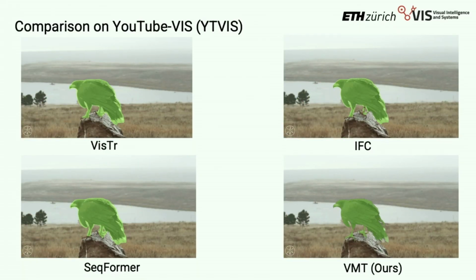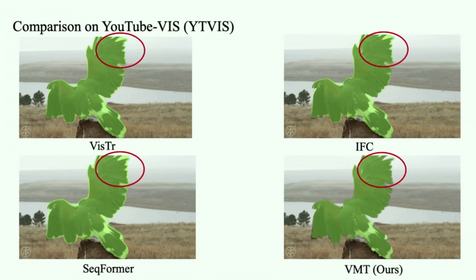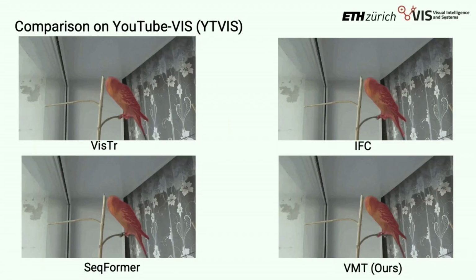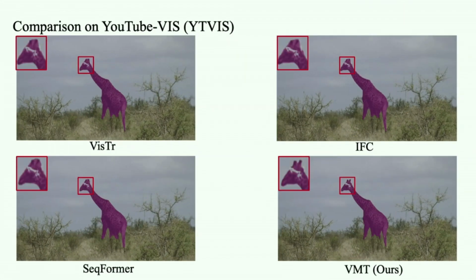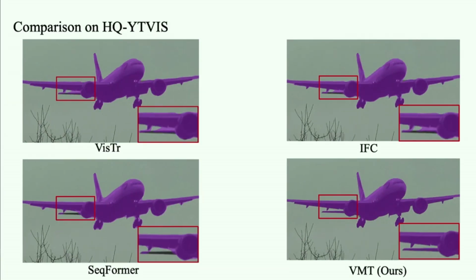So here are some more illustrations comparing to the other video segmentation. You can see that in this case, we can get the sharp boundary for the wing of the eagle, and also for the claw. And this is another example. So basically, in many cases, we can see numerous examples where our method can help.